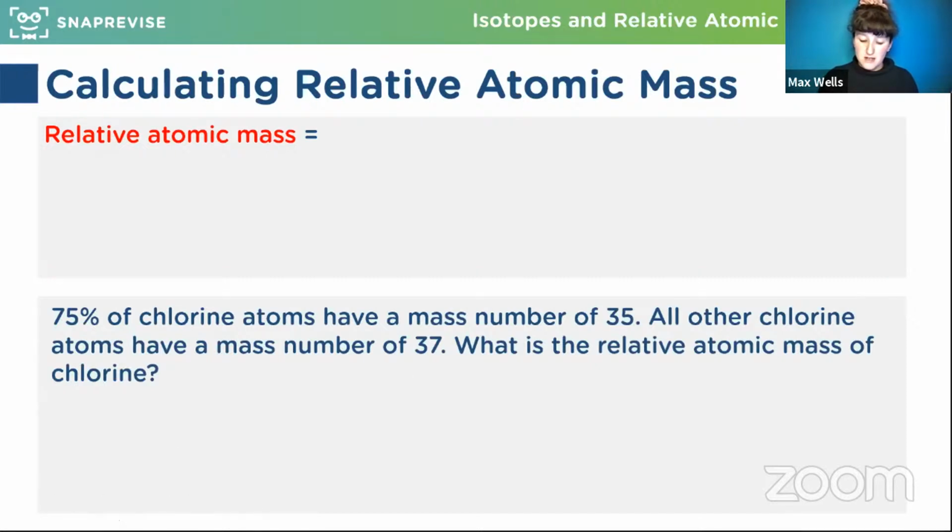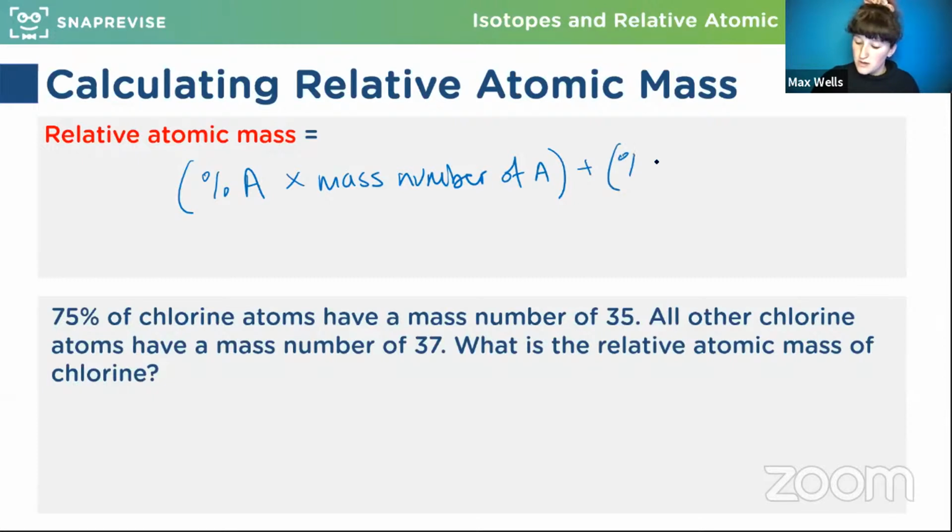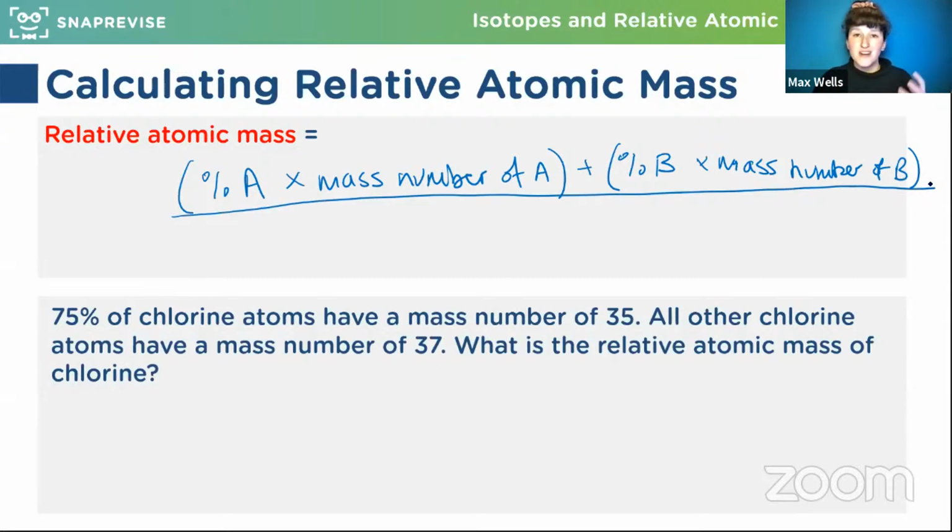So just to finish this off, when we calculate a relative atomic mass, I think somebody put this already in the chat, we have to take the percentage or amount of our isotope, let's say A, times the mass number of that isotope. You have to add it to the percentage of B times the mass number of B. Again, B is just an isotope. Then we have to divide. If we're using percentages, percent means per 100, so our total number of atoms has to be 100. So we need to divide by 100.